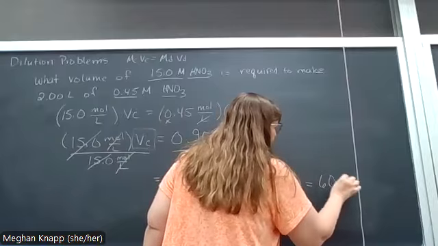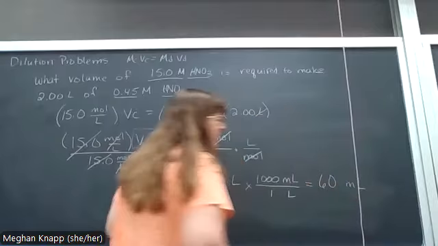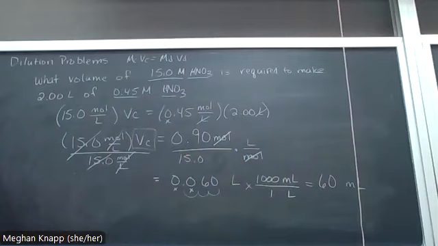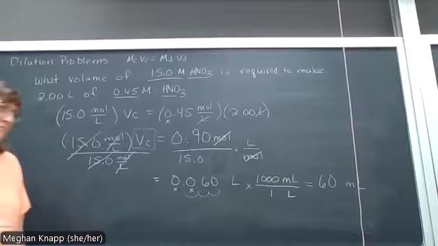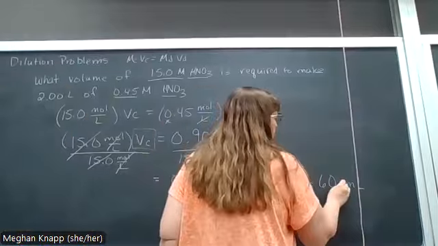So it's 60 milliliters. But that kind of looks like I only have 1 sig fig. How can I show you that I really have 2 sig figs? Just decimal point after the 0.